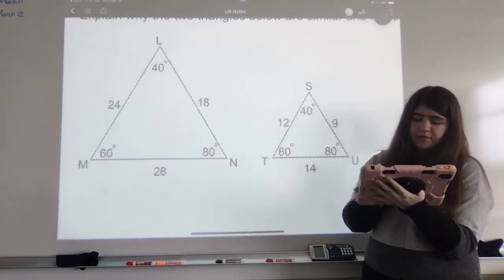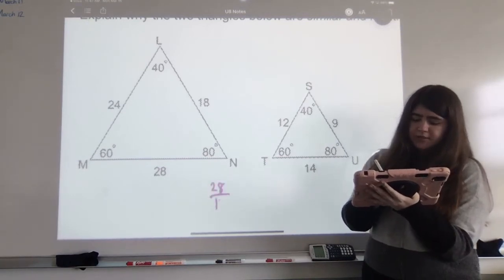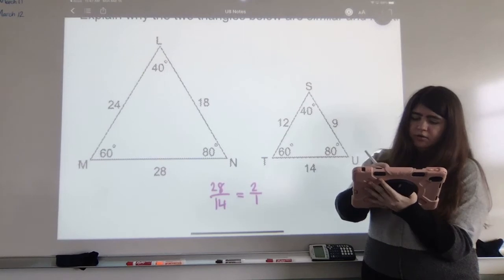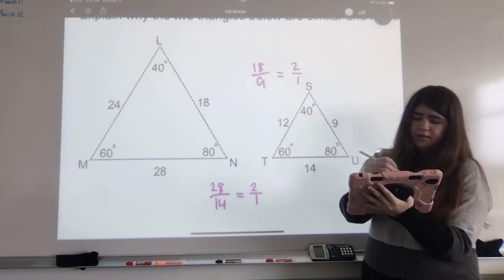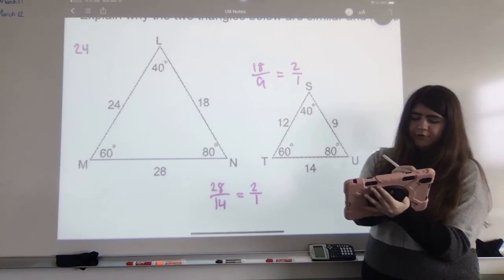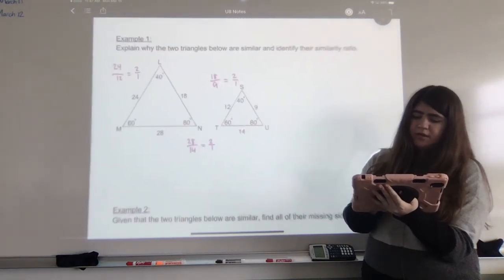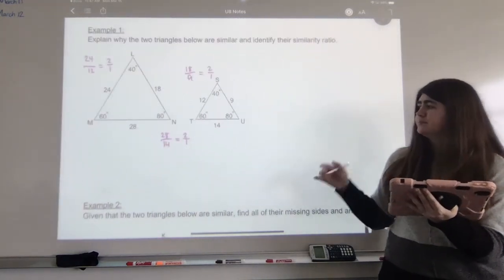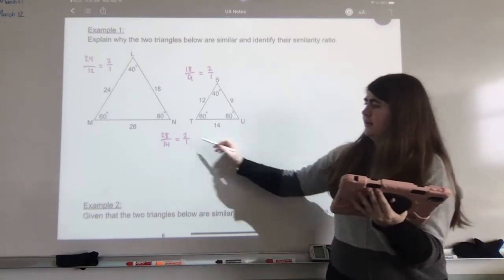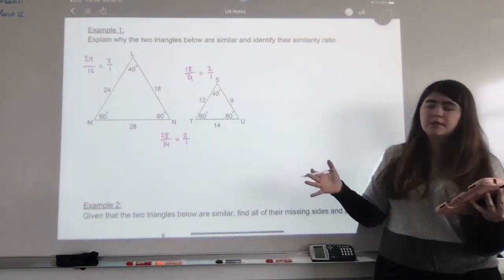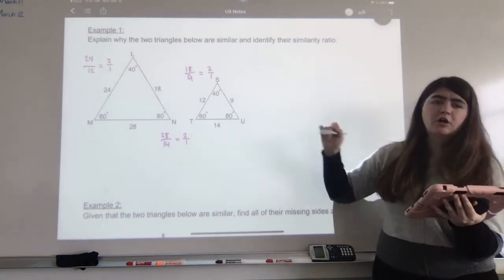So if I have 28 over 14, that is equal to 2 to 1. I have 18 over 9, which is also 2 to 1. And then we have 24 over 12, which is also 2 to 1. So these triangles are similar because they all have that same 2 to 1 ratio between the sides, so our side lengths are proportional and our angles are congruent.